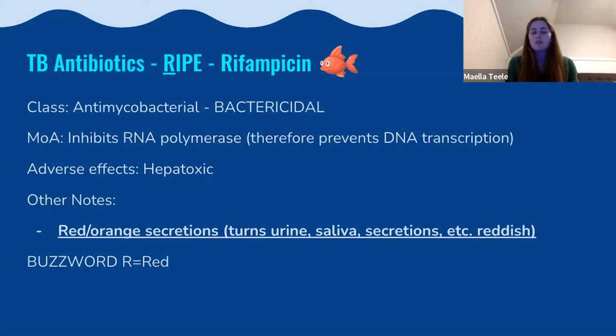Okay, one final group of antibiotics are your tuberculosis antibiotics. So you've got 4 of those. You really only need to know the R and the I of the RIPE in detail, and just know that P and E exist, pretty much.